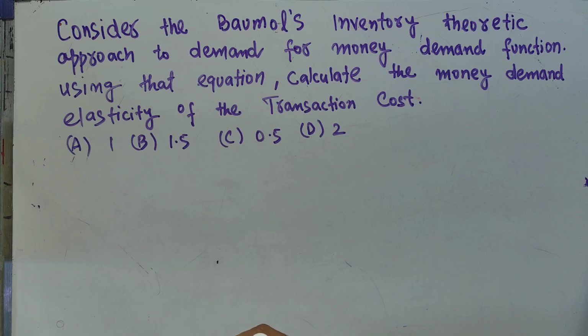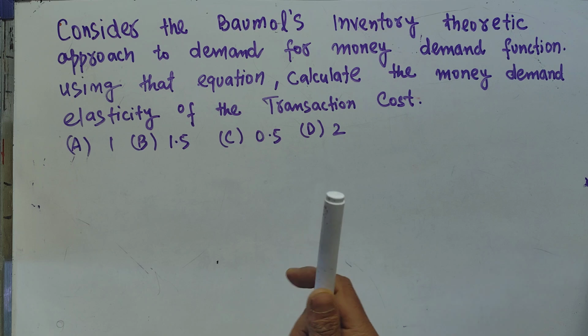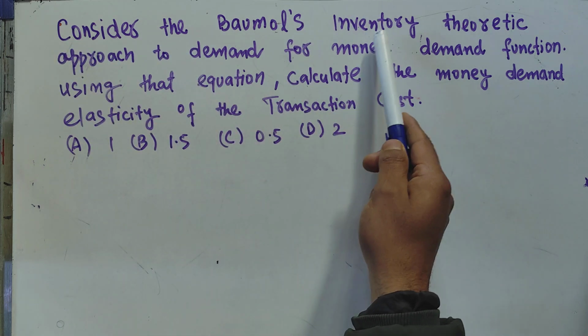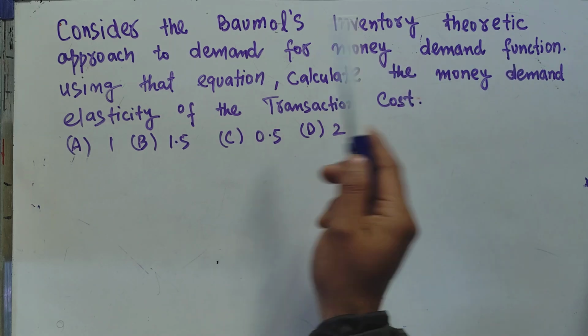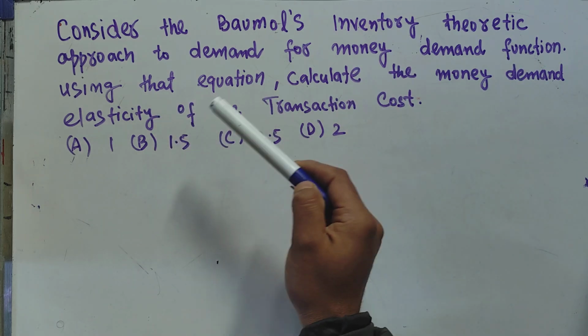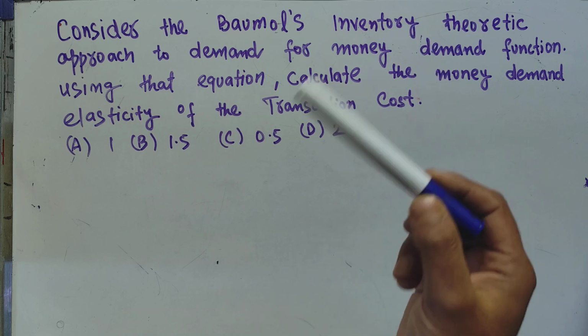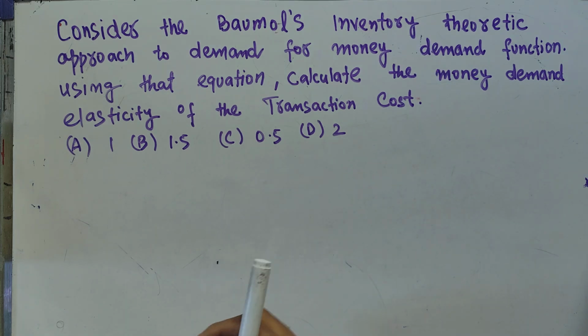In this video, we will solve a numerical on Baumol's inventory theoretic approach to demand for money. The question is, consider the Baumol's inventory theoretic approach to demand for money demand function. Using that equation, calculate the money demand elasticity of the transaction cost. Options are being given. We need to find out the correct option.